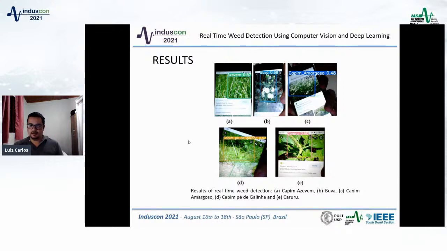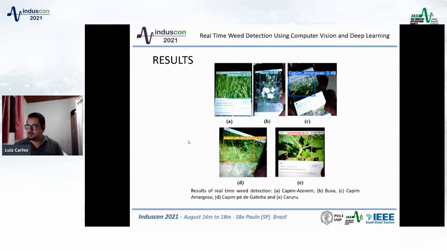In this image, I have a representation of what I did to verify if the networks correctly identify the weed species. So here I have images of Capim zevém, where there is the confidence threshold of the neural network. I used a confidence threshold of 0.4. So here for zevém, it's around 0.57, so it's over the 50% mark of confidence. For BUVA, it has an even higher confidence. And for Capim margoso, Capim pé de galinha, it has a confidence around 0.5, and for Caruru, 0.6.